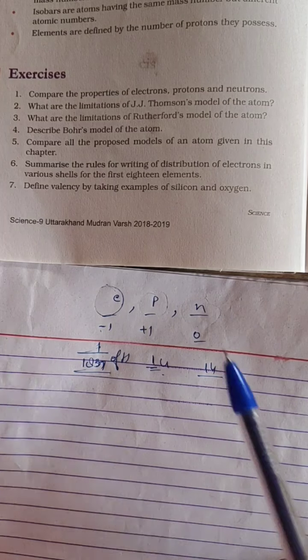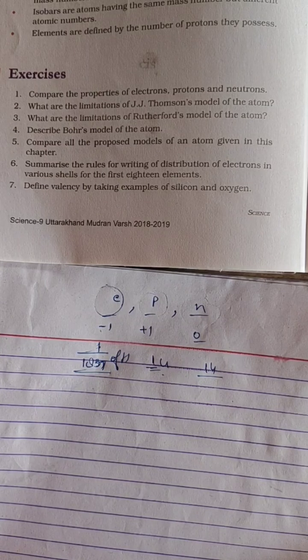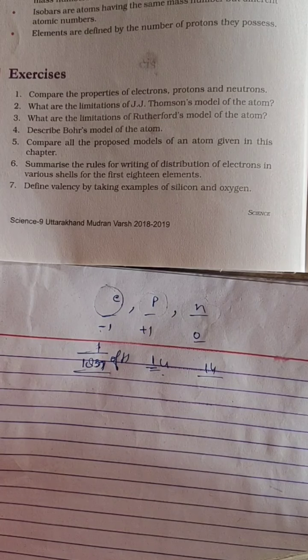Okay, so the next question is, what are the limitations of J.J. Thomson's model? The limitations of J.J. Thomson's model were that it failed to explain how positive and negative charge are arranged in an atom, because he said that they are arranged close to each other. So this was the limitation of J.J. Thomson's model. This is a one line answer for 1 mark only.